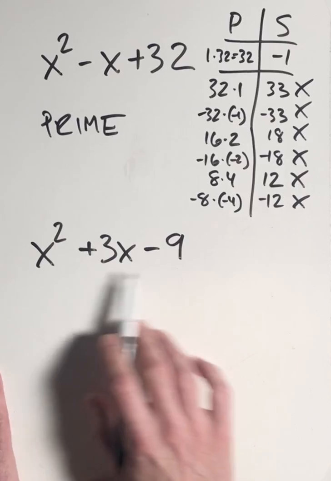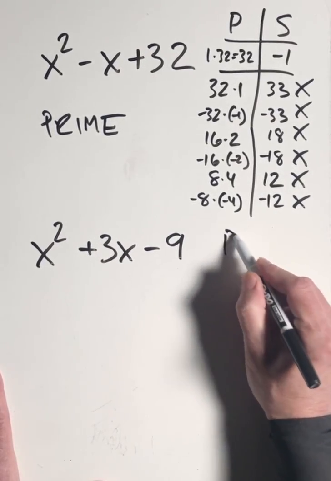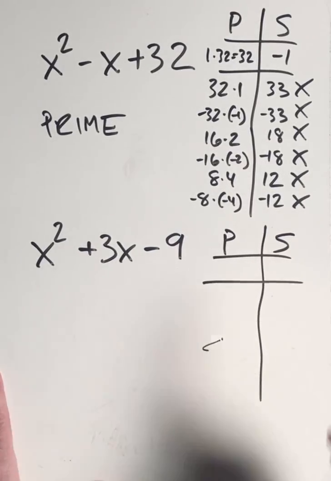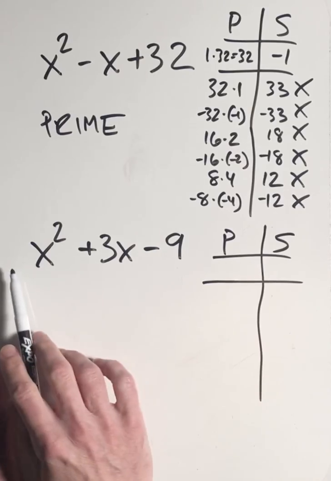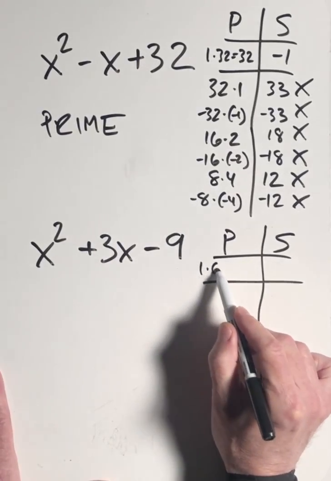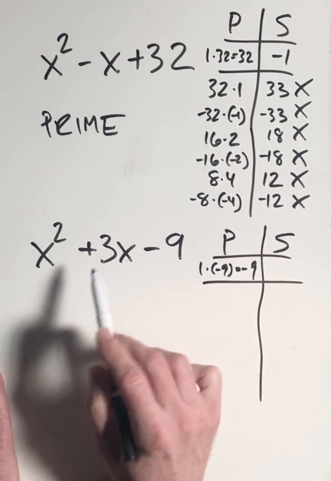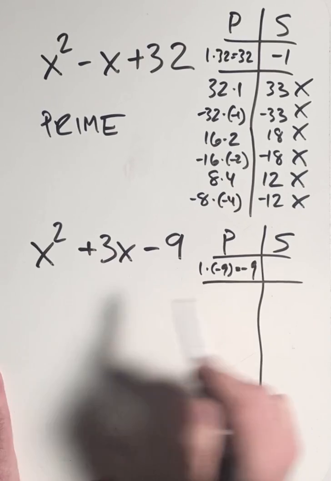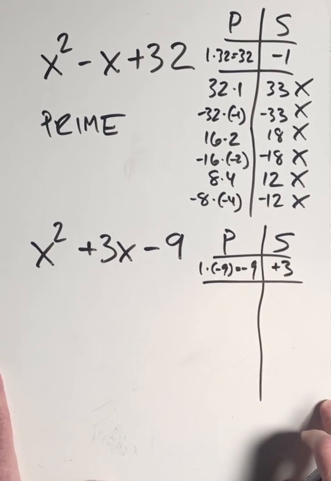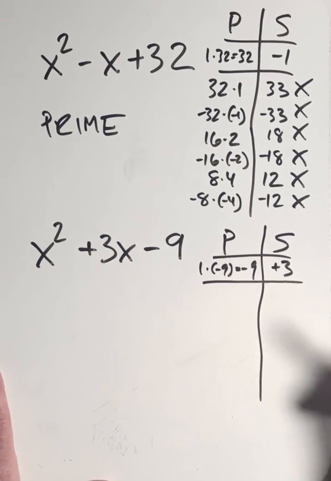We're going to look at this polynomial and see if we can observe the same thing going on. I'll always start with a product sum table. My product is going to be the coefficient of my first term times the constant. So 1 times -9, which equals -9. The sum will be the coefficient of my middle term, so my sum will be +3. So I'm looking for two numbers that multiply to -9 and add to +3.